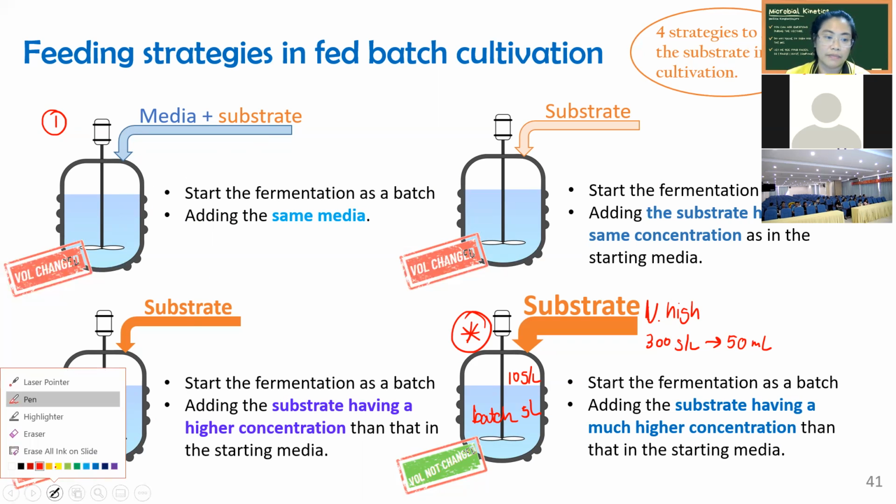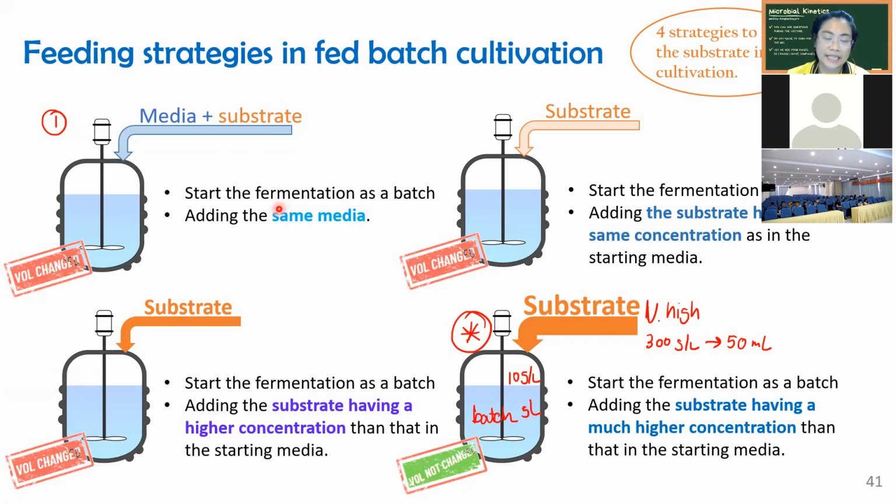Using this method of feeding strategies, the volume will change. Definitely the volume will change, and it will change a lot as well, okay? So with this strategy, you might start a fermentation with like 20 or 30 or 50% of the fermenter volume, and then you add a lot just to make sure that you have enough substrate. You have the desired amount of the substrate that you want to feed into the system.